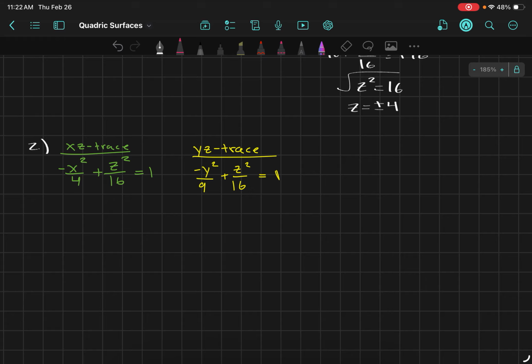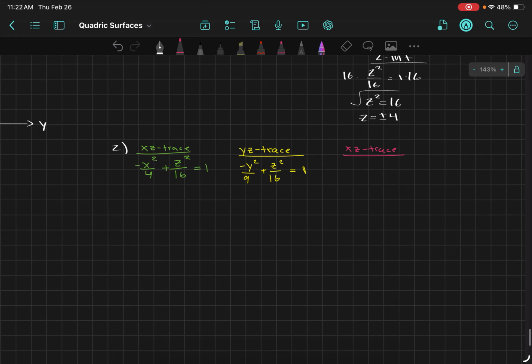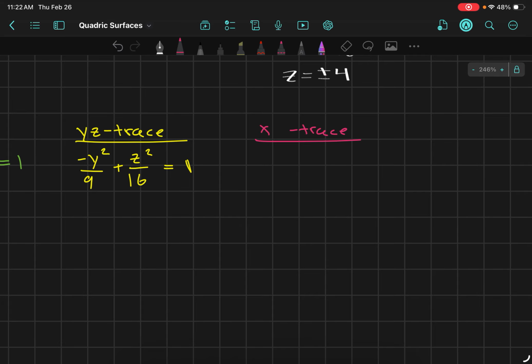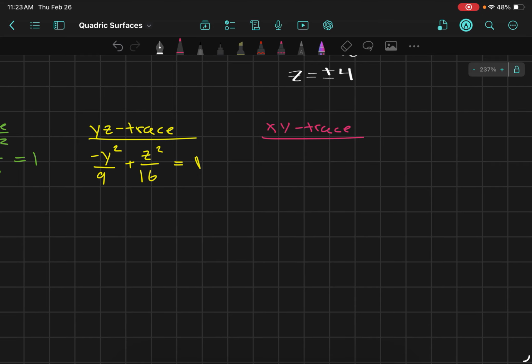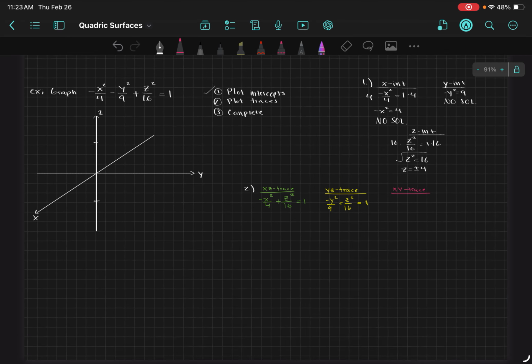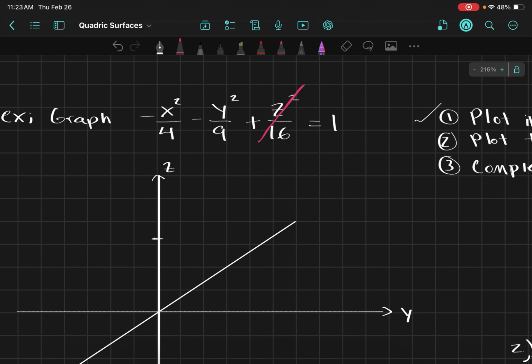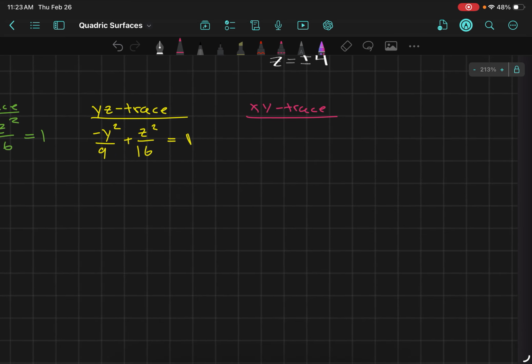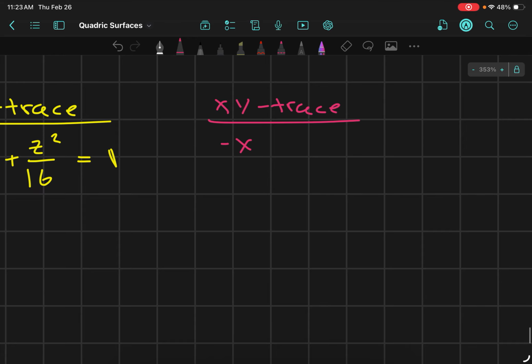Let's go ahead and do our XY. I know I do this one in pink all the time. Spoiler alert, this is usually the one with the z equals z naught traces in these scenarios. We'll see. So, XY trace, that is when our z is set to 0. We have negative x squared over 4 minus y squared over 9 is equal to 1. Oh, I don't like that personally.